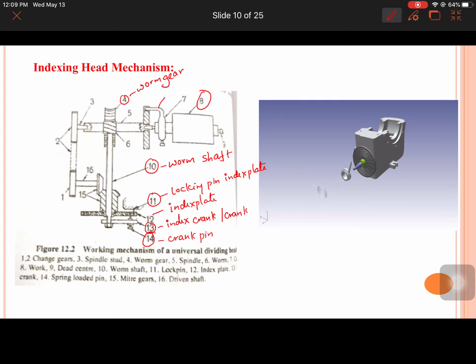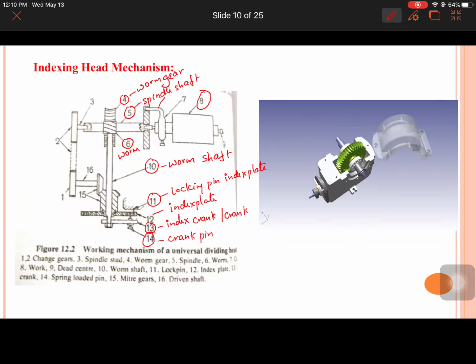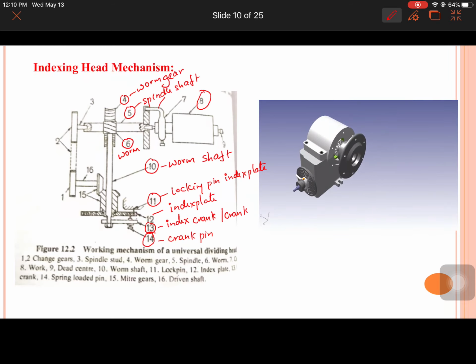which is placed directly on the worm shaft, and this worm gear is coming in contact with the worm. The sixth one is called the worm, and this worm is placed directly on this spindle shaft, and this spindle shaft is holding the work part by using the live center and carrier and catch plate, or you can directly place the chuck on this spindle shaft. Okay, so first let us try to understand how exactly it will operate.